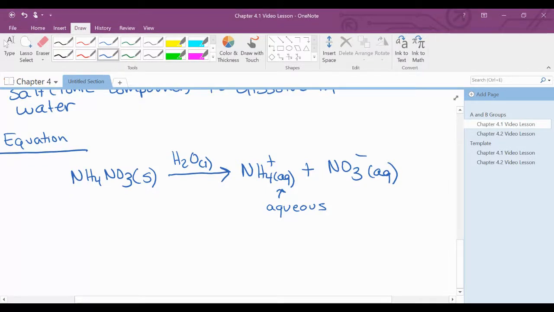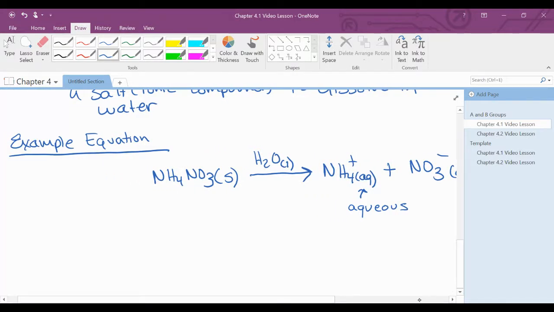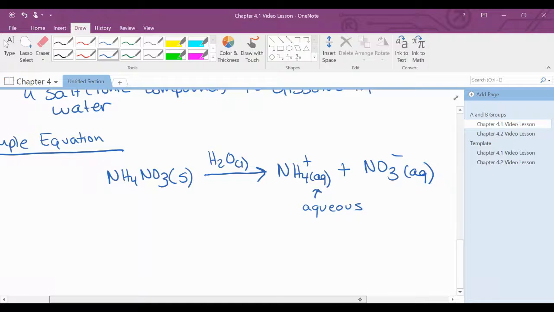So the solid is put in water, you stir it, and the ammonium ions separate from the crystal lattice because of the partial negative charge on the oxygen. The nitrate ions separate from the crystal lattice due to the partial positive charge on the hydrogen of a water molecule. And please remember, if I go too fast, you can always pause the video and then restart.